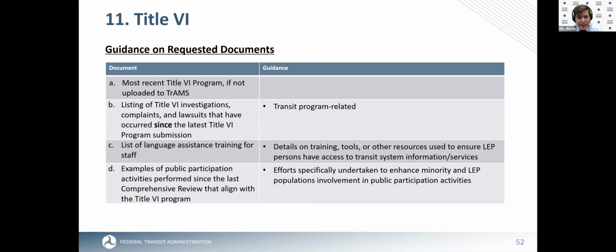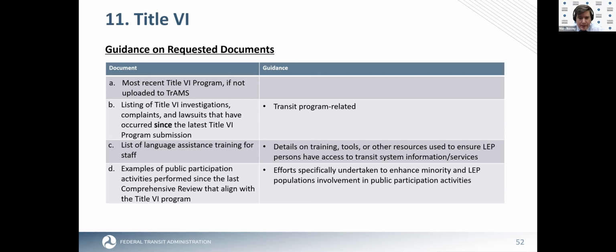In item B, provide a listing of Title VI investigations, complaints, and lawsuits that have occurred since your last Title VI program submission. Obviously, your Title VI plan would include all the investigations, complaints, and lawsuits that occurred during the previous 3-year period. And so what the reviewer is looking for is those complaints and lawsuits, et cetera, that have happened since your last Title VI submission, because those wouldn't be documented anywhere else. They want to see, first of all, that you're tracking those and that you're investigating those just as you say that you do, or say that you will do in your Title VI plan.